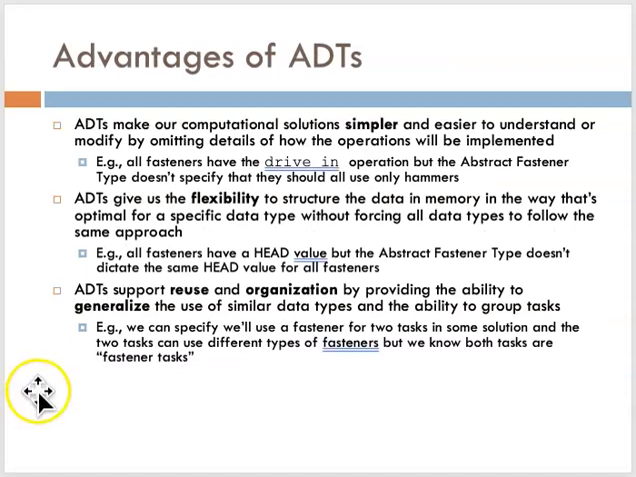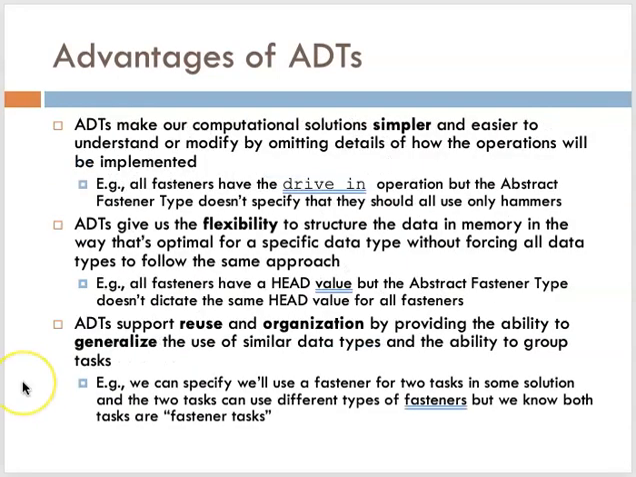So what are the advantages of defining these kinds of abstract data types? Well, one of the advantages is that they make our computational solutions simpler and easier to understand or modify because they get rid of and omit some of the details that we deem to be unessential of how the operations will be implemented. They get all of those details out of the way. So that means if someone's trying to use this abstract data type, they don't need to know exactly how some operation is implemented. They just know that it has that operation and they can use the data structure to do that operation. So an example is that all fasteners have the ability to drive in. They have the drive-in operation, but the abstract fastener type doesn't specify that they should all only use hammers. It depends on the implement that's going to go with it.